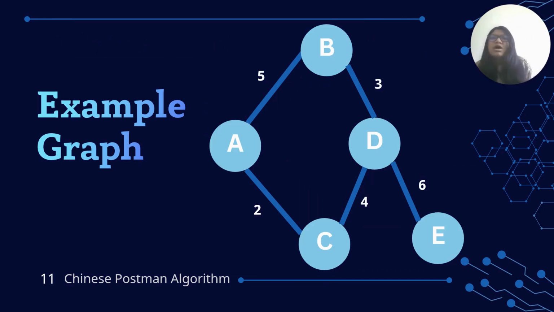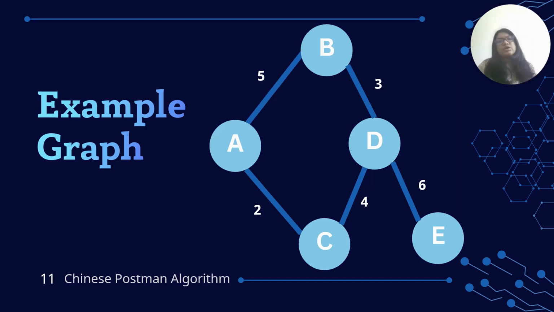Take a look at this graph. We have 5 vertices A, B, C, D, E. Let's quickly calculate the degree of each vertex. Vertex A connects to B and C. That's degree 2, which means even.